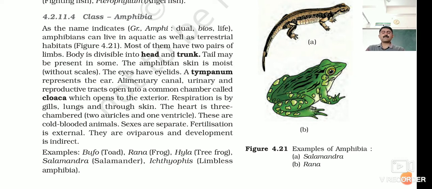So tympanum helps the amphibians to hear. It also helps to sense vibration, and their ears are fluid filled, so they don't have pinna. As we know, pinna is present only in mammals, but they have internal ears and tympanum. All of us know these are also cold blooded or poikilotherms.